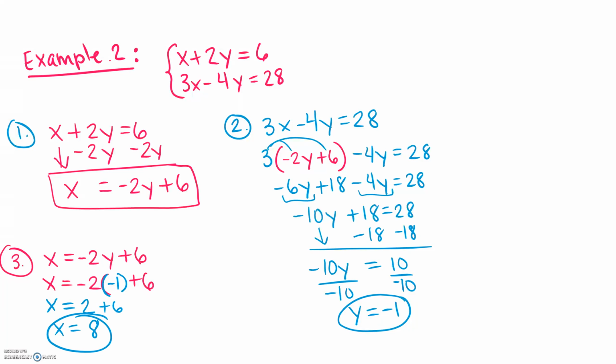So now we just have step 4 left, and I'll write it over here. Step 4, our ordered pair as x, y. So our x is 8, and our y is negative 1. And that is the solution to both equations.